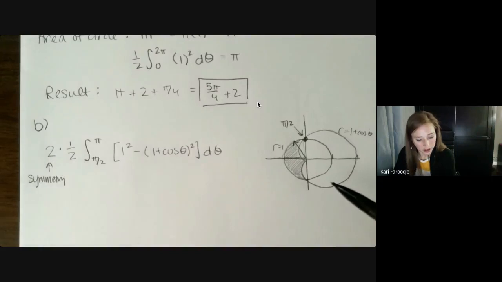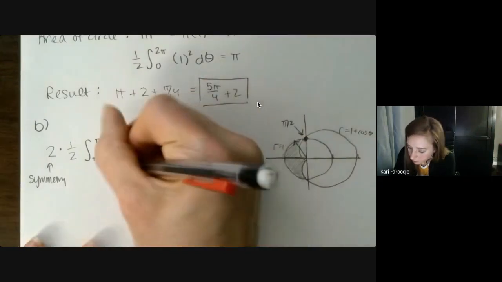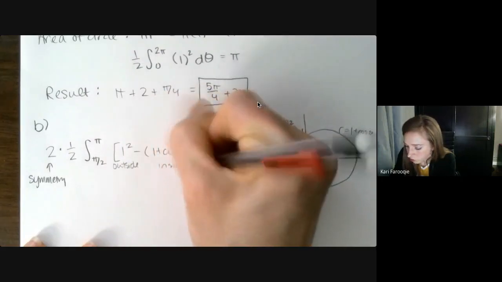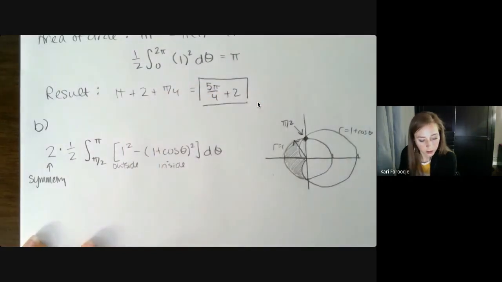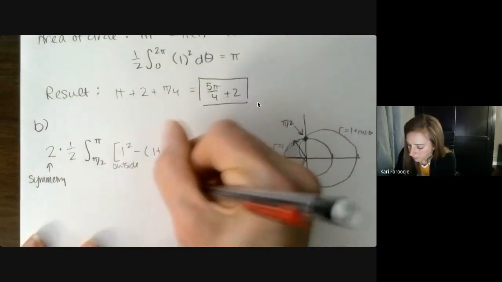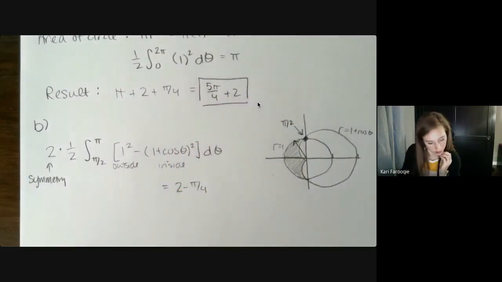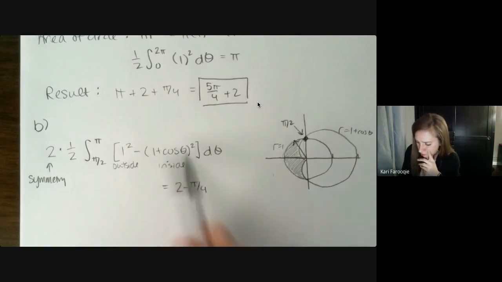So outside minus inside. Outside squared minus inside squared, I should say. And this will get you to 2 minus pi over 4. I will let you do the work for that because you know how to do that integral, don't you? You'll use a power reducing formula. And once you expand that out, you should be good to go.